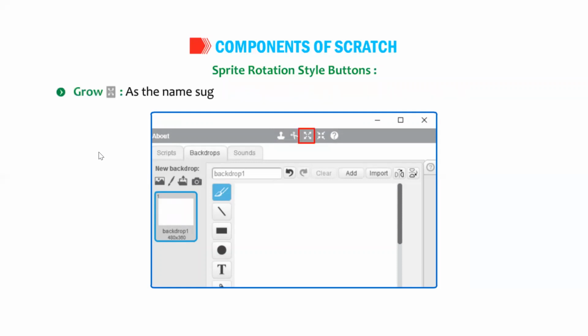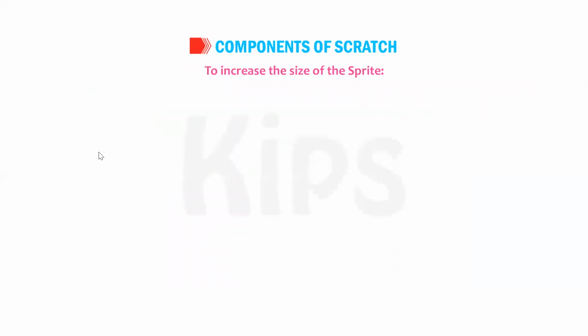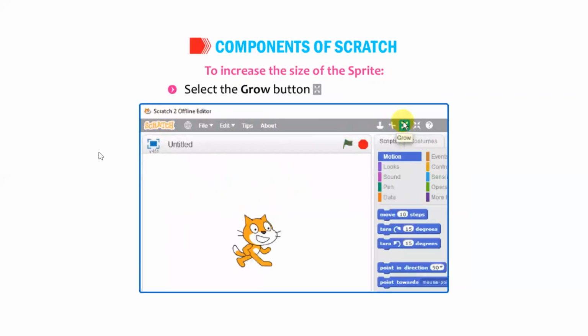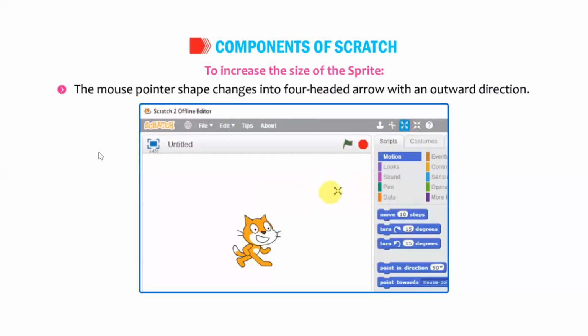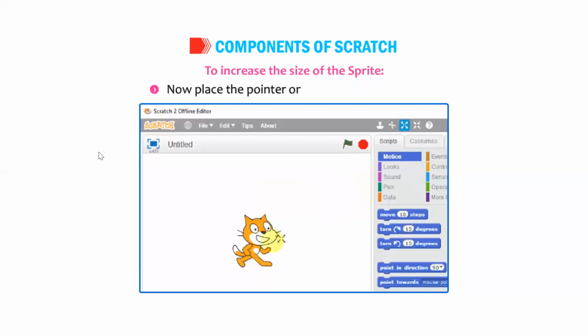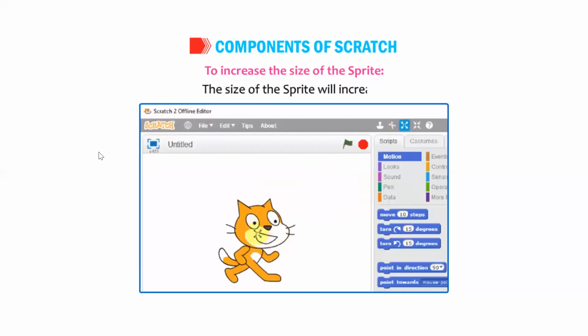Grow. As the name suggests, this option helps us to increase the size of the sprite. Let us find out how to increase size of the sprite. Select the Grow button from the toolbar. The mouse pointer shape changes into 4-headed arrow with an outward direction. Now place the pointer on the sprite and click on it. The size of the sprite will increase.